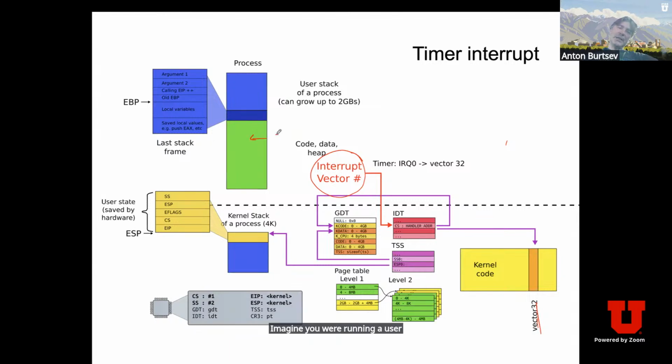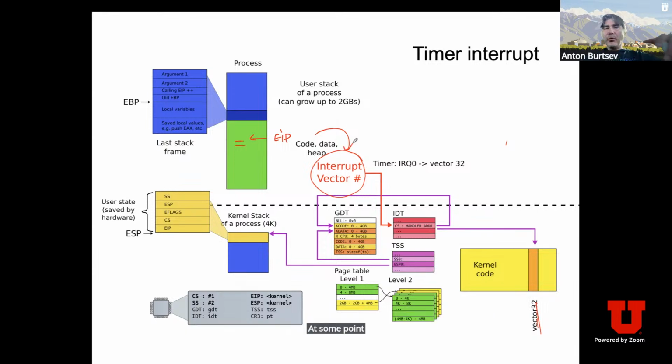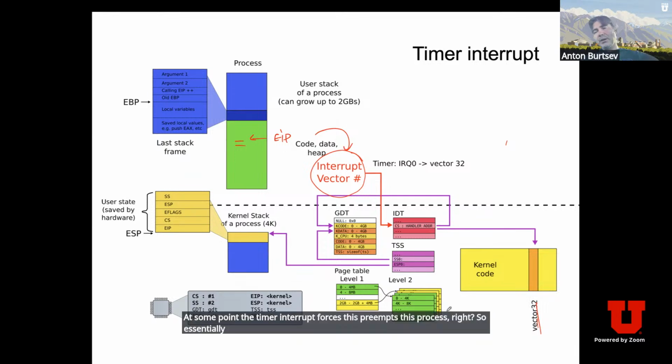So your instruction pointer was pointing here, user level text section. At some point, the timer interrupt forces this, preempts this process, right? So essentially forces it to start executing vector 32, the handler for the timer. The logic of this handler saves everything on a kernel stack.